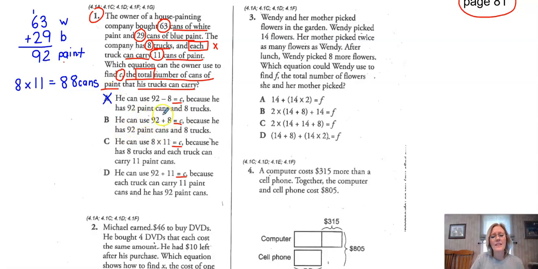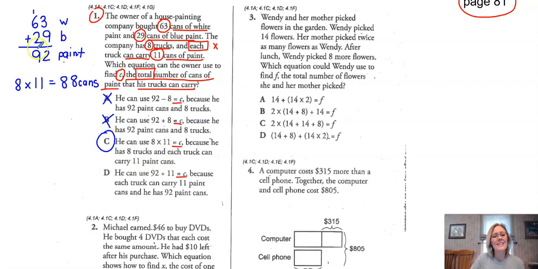Okay. Yes, I do need a total, but I don't need a total of 92 plus 8 because we wouldn't ever add paint to the number of trucks. That wouldn't make sense, okay? You have to add same kinds of things together, okay? And so if I come here, I have 8 times 11, which I figured out was 88 because he has 8 trucks and each truck can carry 11 paint cans. Aha, that looks like what I came up with.